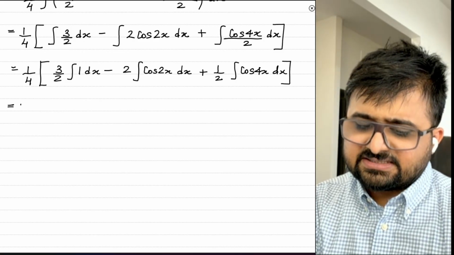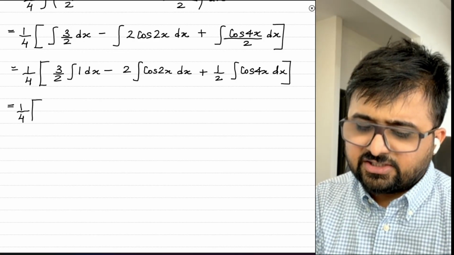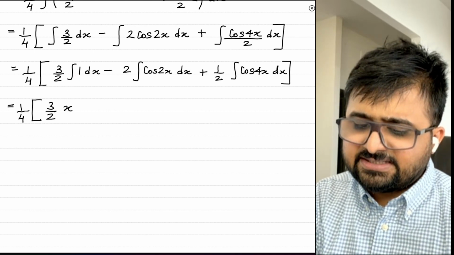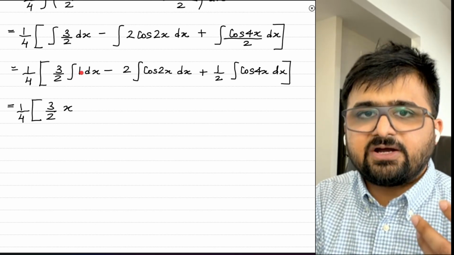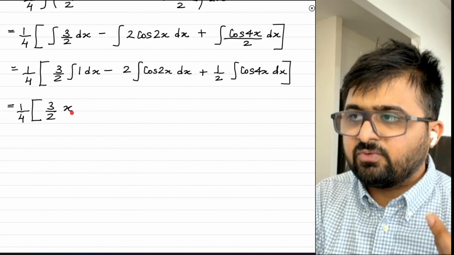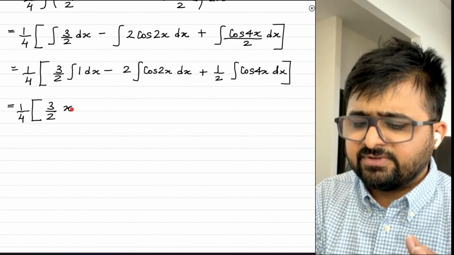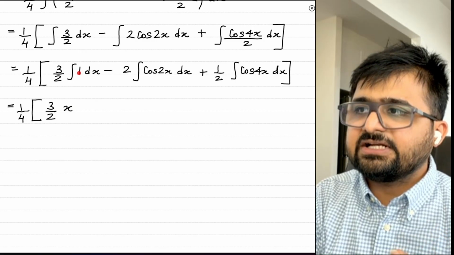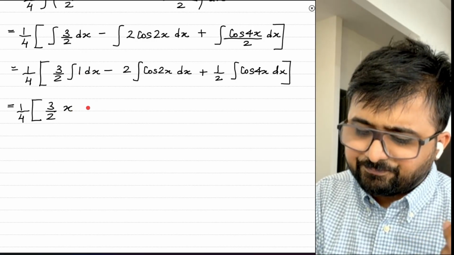Now let's apply the standard formula for integration. So we have 3 by 2 times the integral of 1, which is nothing but x, because 1 is just like x to the power 0, which is like x to the power 1 divided by 1. Or you can also remember it as the differentiation of x is 1. So integral of 1 has to be x.